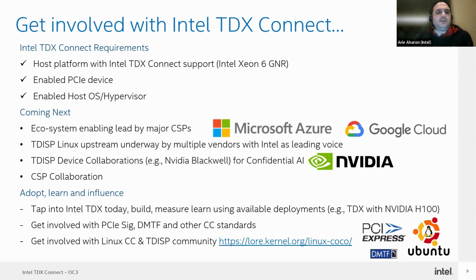It's important to note that in order to use TDX Connect, you need a TDX Connect supported platform, which the first one is going to be Xeon 6 on the GNR platform. You need to use an enabled PCIe device. And you need to use an enabled OS or hypervisor. We started the ecosystem enabling with our major CSPs collaboration. The Linux upstreaming, as I said, is underway. And we have some collaborations with industry leadership of TDISP devices, for example, NVIDIA Blackwell.